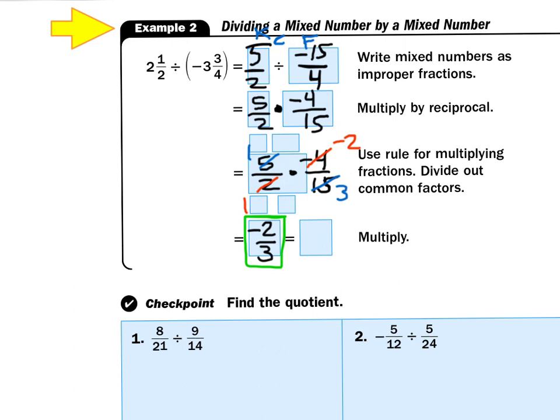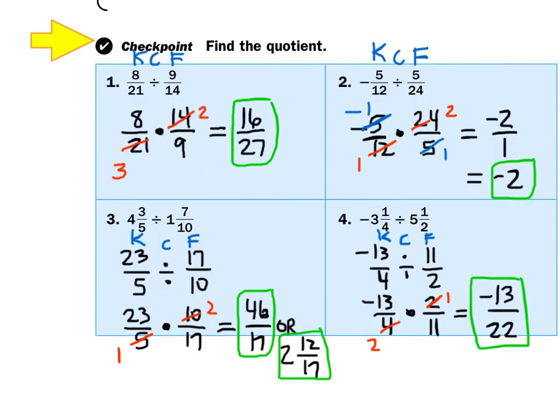Now grab your blue and let's divide the other by 5. Okay, so 5 divided by 5, cross it out, it gives you 1. 15 divided by 5, cross it out, it gives you 3. And now multiply numerator times numerator. So 1 times negative 2 gave me negative 2 on top. 1 times 3 gives me 3 on the bottom. So it's negative 2/3.